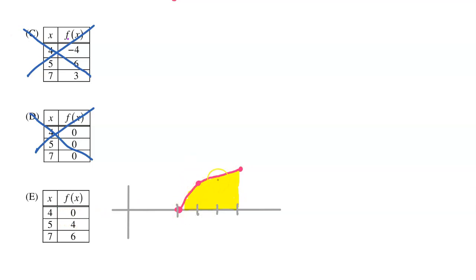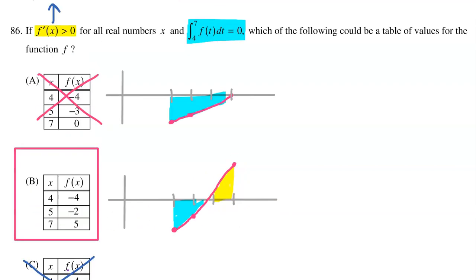No, this integral could not equal 0 because the area is entirely above the x-axis. It has to be positive. So the answer is B.